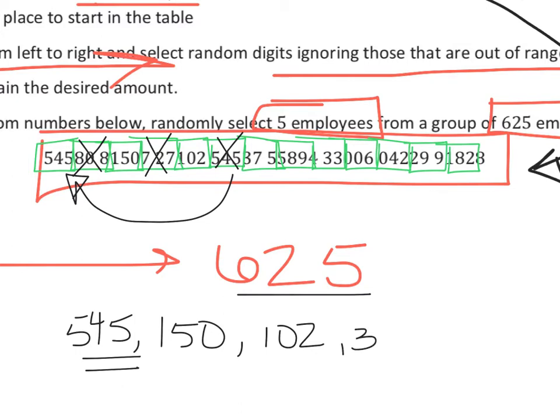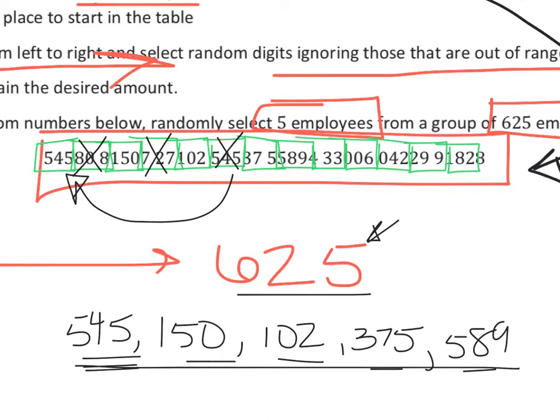375 would be good because I haven't repeated it and it's not above 625. And 589 would be another good one. And there you go, 1, 2, 3, 4, 5. So this is a great way to get a random sample of people. Then I would go up and select these numbered employees and ask them the questions that I want to ask them, do the study that I want to do on them, or whatever I need to do with them.